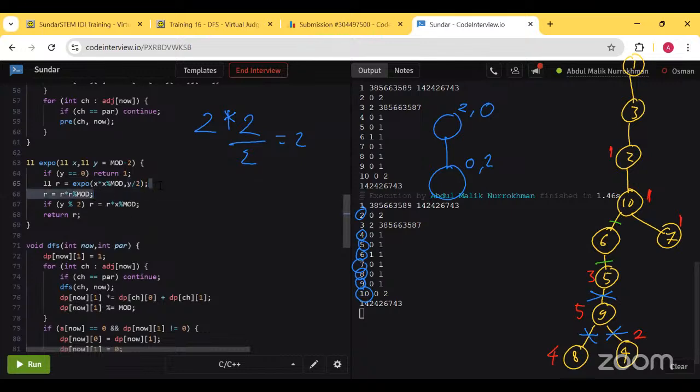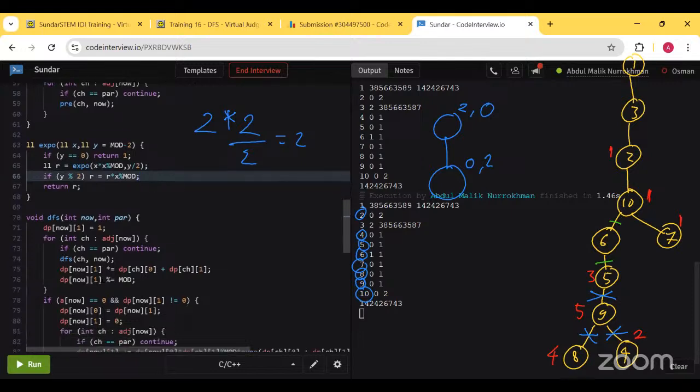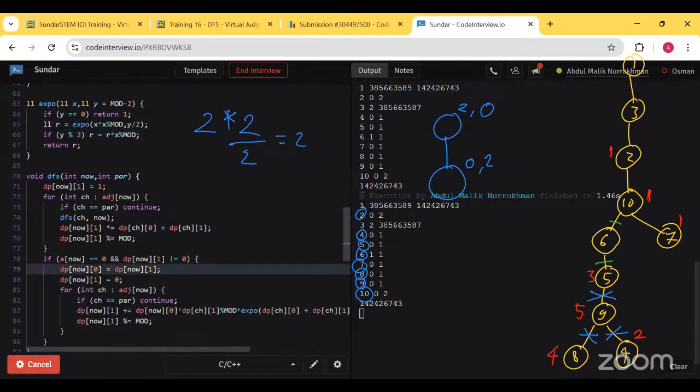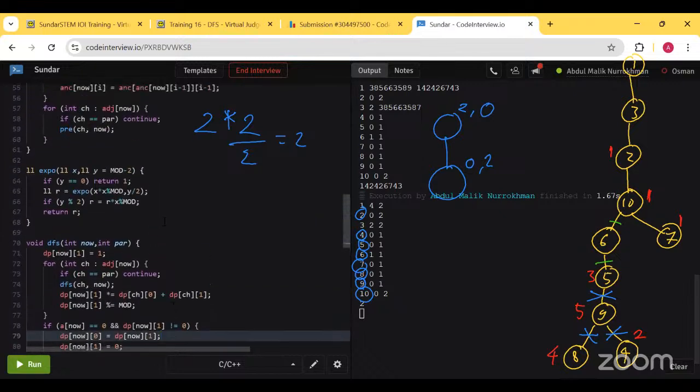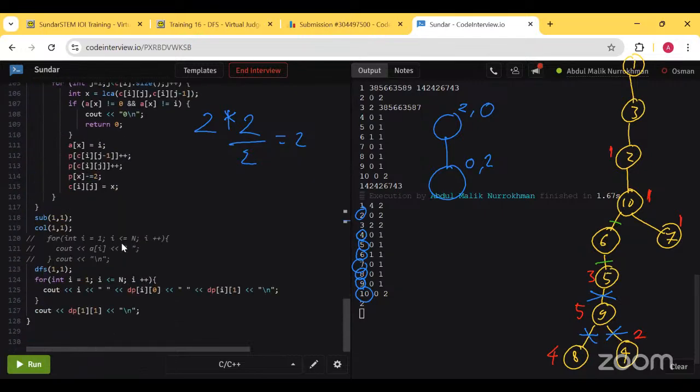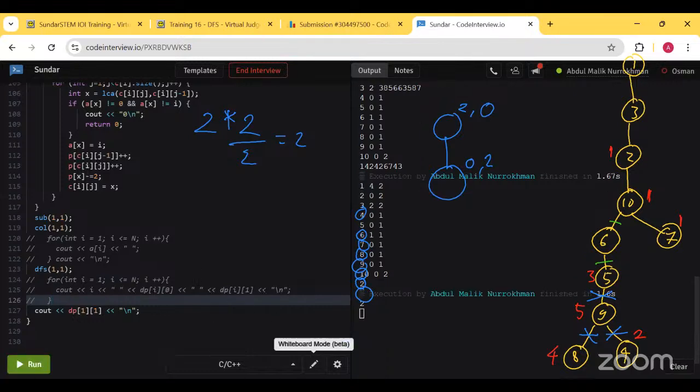Okay, I think no need to do this, right? Sorry. All right, so let's check again. Okay, so the bug is here in the expo. So let's try to submit again.